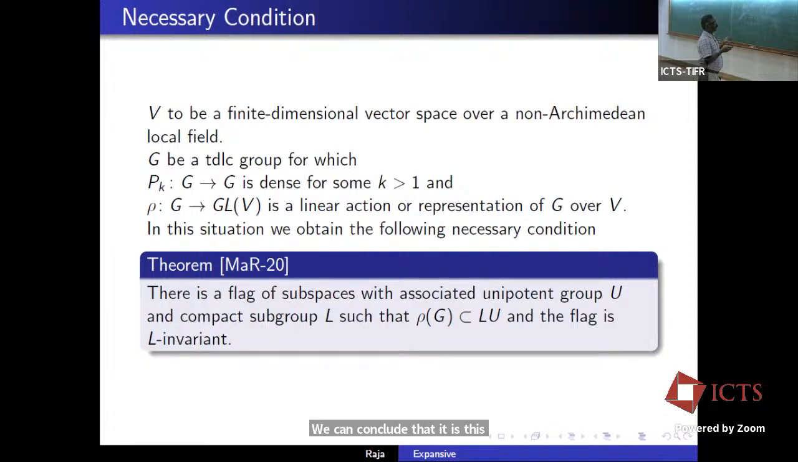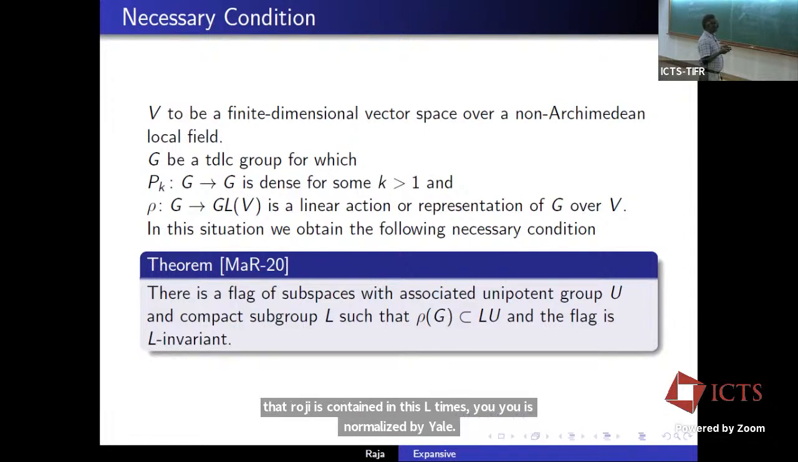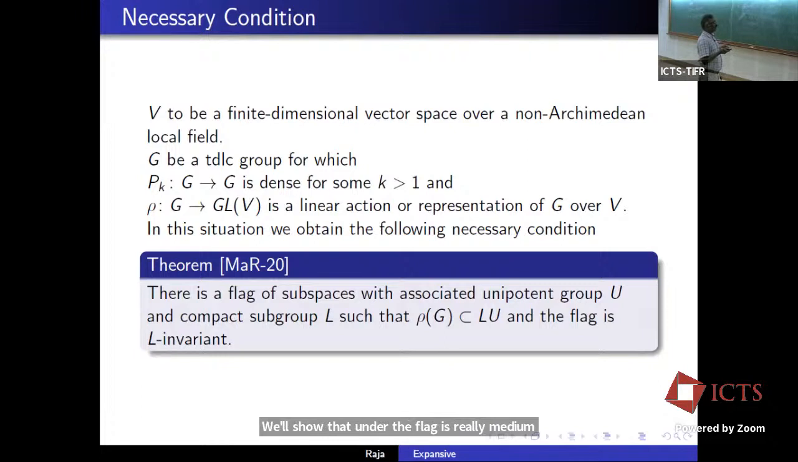Then by the previous result of Cohn and Gives us, there is a flag of subspaces with associated unipotent group. I'll define what it is. And a compact group L such that rho G is contained in this L times U. U is normalized by L, will show that. And the flag is L invariant. The flag being L invariant will imply that U is normalized by L.